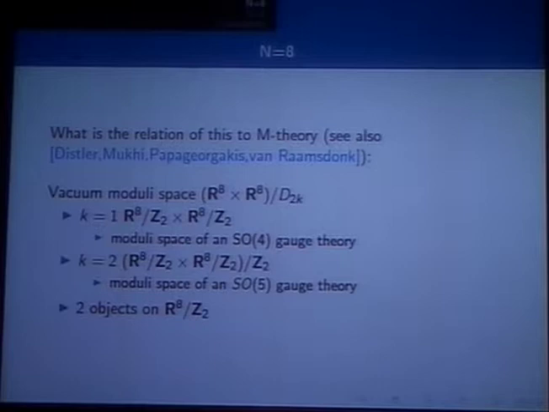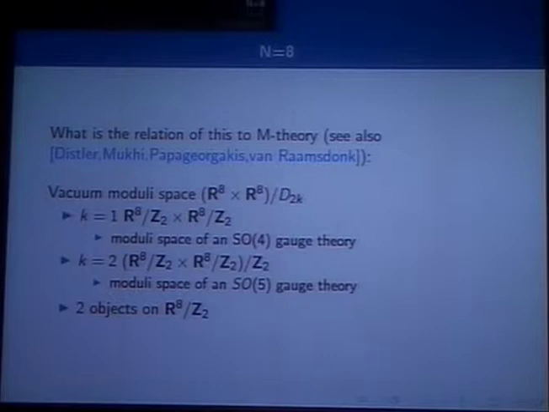And that's nice because it's the moduli space of an SO4 gauge theory. Now, for k equals 2, you get a similar thing, but with an extra Z2. And that's the moduli space of an SO5 gauge theory, a three-dimensional gauge theory. Now, you can pretty much imagine that this surely represents two objects living on R8 mod Z2. Whether or not they're M2 branes or something completely different, you could argue with. But certainly, it looks like two objects on R8 mod Z2.